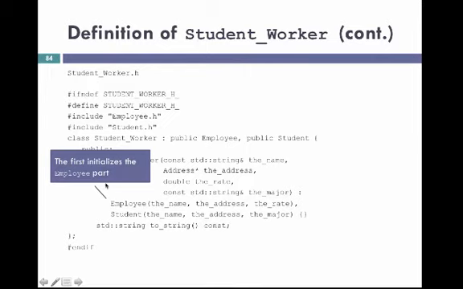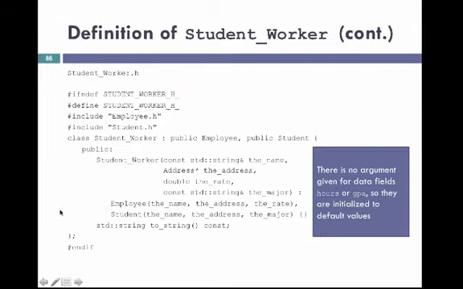And the first initializes the employee part. These are the data members inherited from the parent class employee. And here's the data members inherited from the parent class student. And notice both of them have a name. Now there's no argument given for the data fields hours or GPA, so they are initialized to default values.